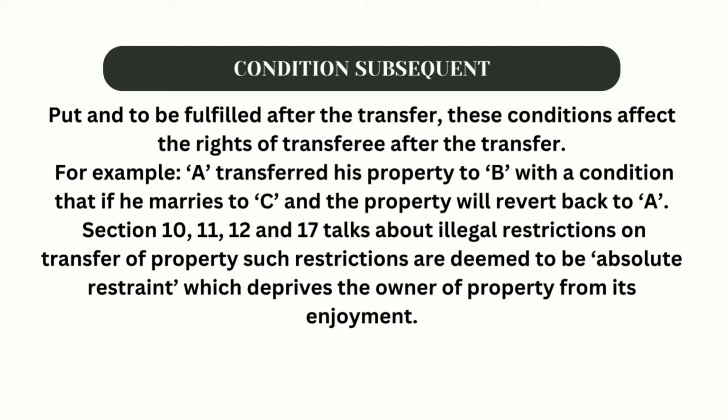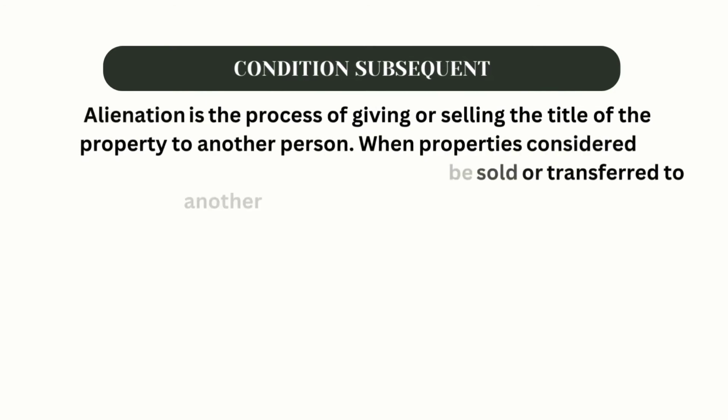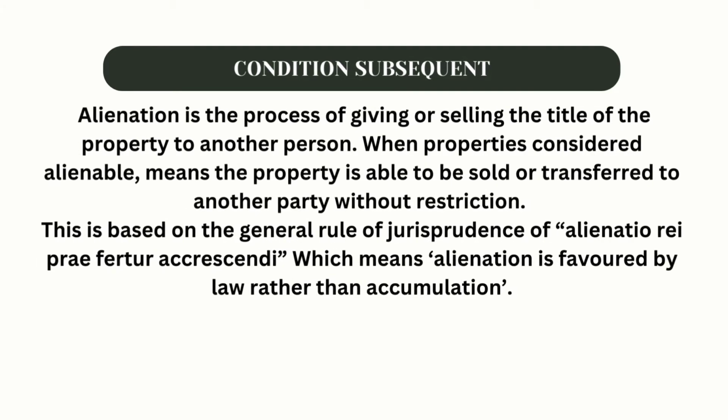Sections 10, 11, 12 and 17 talk about illegal restrictions on transfer of property. Such restrictions are deemed to be absolute restraint, which deprives the owner of the property of its enjoyment. Alienation is the process of giving or selling the title of property to another person. When property is considered alienable, it means the property is able to be sold or transferred to another party without restriction. This is based on the general rule of jurisprudence, alienatio rei praefertur juri accrescendi, which means alienation is favored by law rather than accumulation.